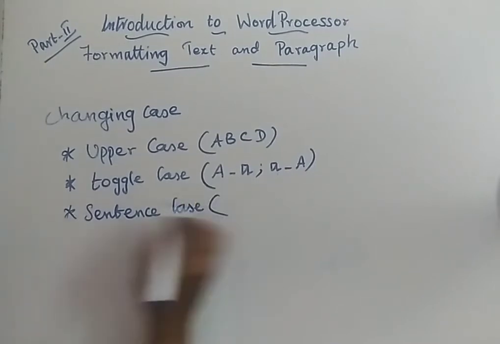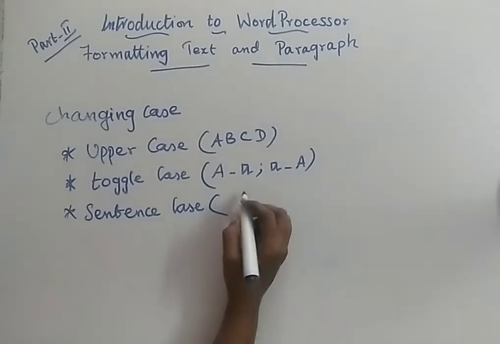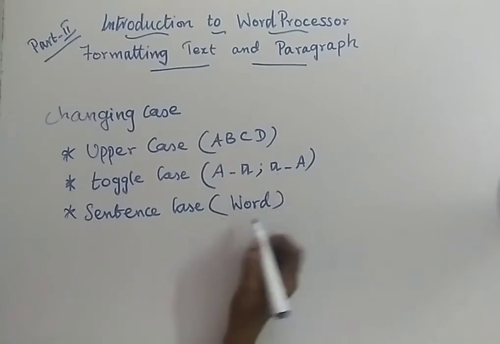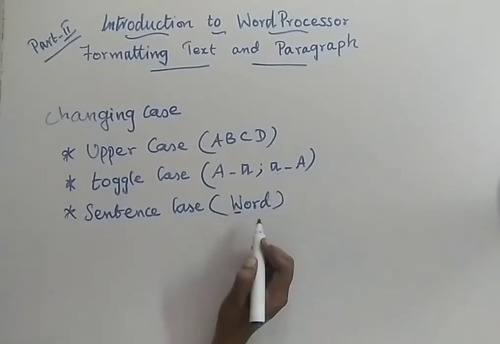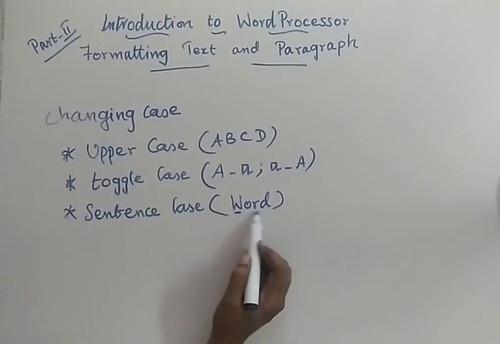Sentence means a full line or a full paragraph. So in this, what is going to happen? The first letter of the sentence will be capital. Just imagine you have a small word. Here W is capitalized. If it is the beginning of a sentence or a paragraph, the first letter must be a capital letter. So here W is capital and everything else is small letter. So this is one of your cases.